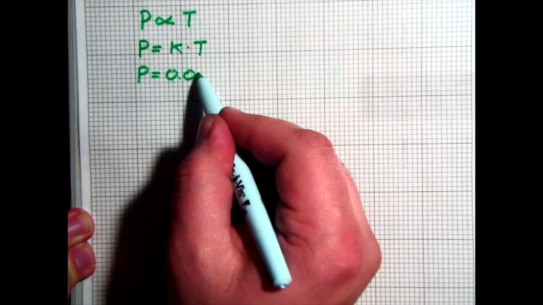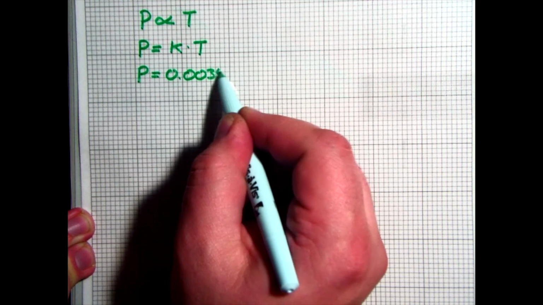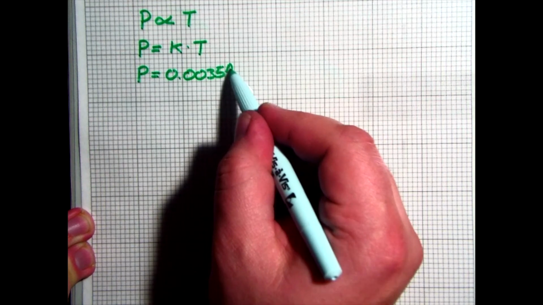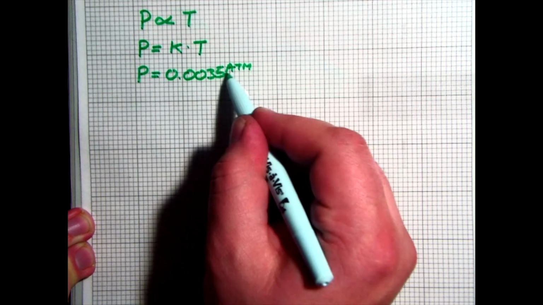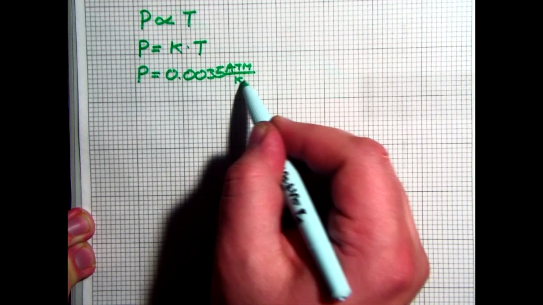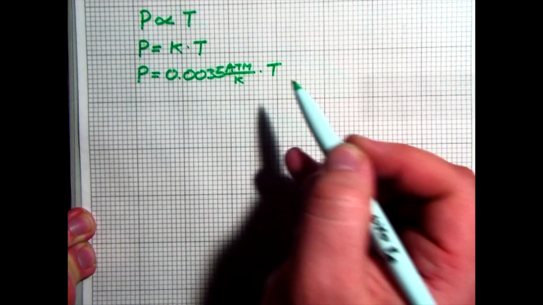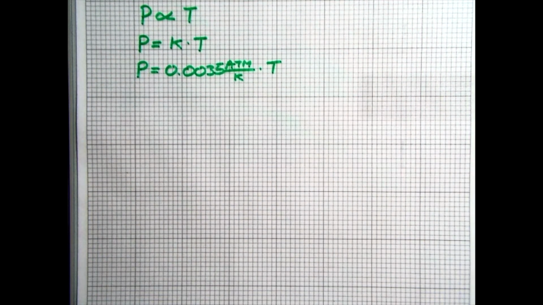And we can take this one step more and say that pressure equals that constant of proportionality of 0.0035 atmospheres per Kelvin times the temperature measured in Kelvin. At this point, we can say that we have a good start towards experimentally creating the ideal gas law, or PV equals nRT.